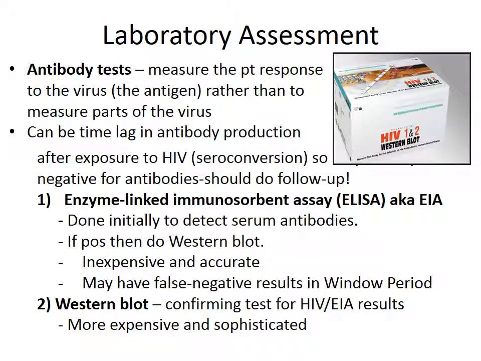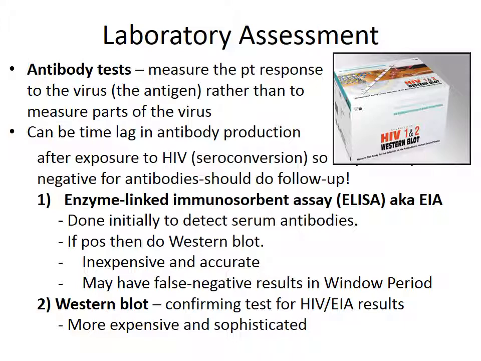Laboratory assessment continued. Antibody tests measure the patient's response to the virus, the antigen, rather than measuring the parts of the virus. There can be a lag time in antibody production after exposure to HIV, and this is called seroconversion. So if negative for antibodies, you should still do a follow-up. The two antibody tests that are used are the enzyme-linked immunosorbent assay, or the ELISA, which is done initially to detect serum antibodies. If the ELISA is positive, then a Western blot is done.